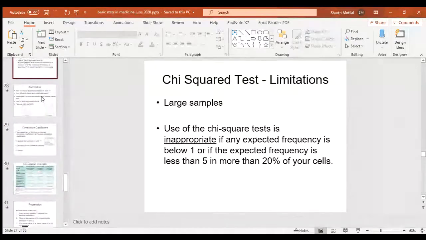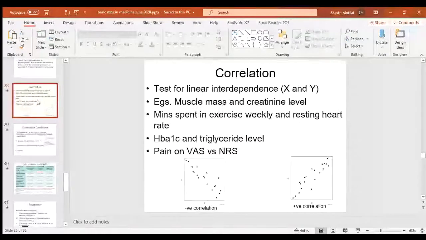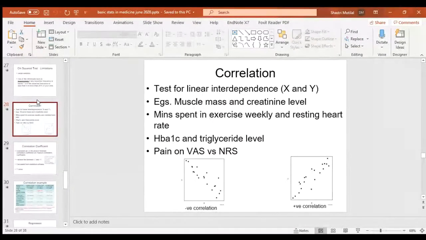The third statistical test, right? So 3 out of 4, is called correlation. And correlation asks a simple question. Is there a relationship between two quantitative variables? That's what correlation tries to answer.